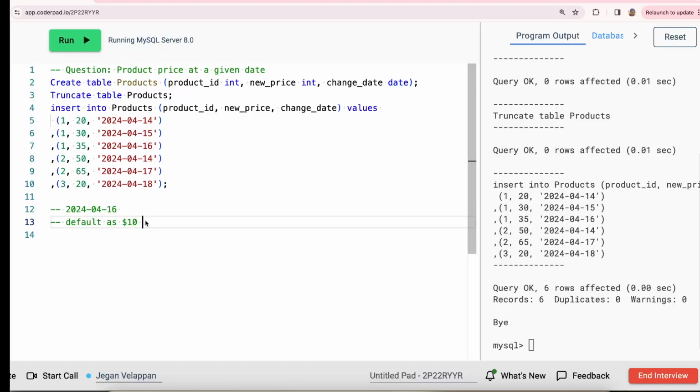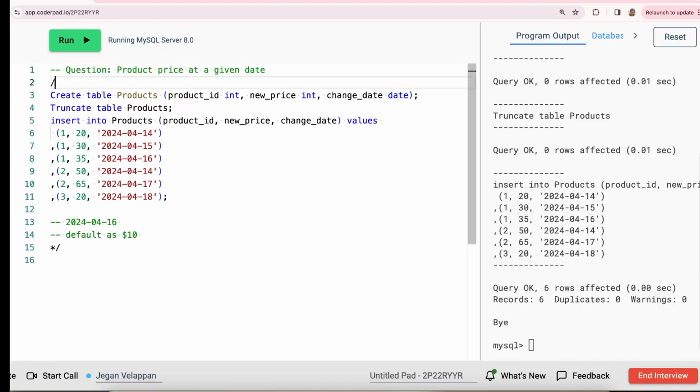So how to do that? The basic thing is we have to first find, for every product, what is the maximum date, the last date they changed the price before April 16th. If there is a record which changed the price before April 16th, you get that price. If there is no record, for example product 3, then you make the default $10.